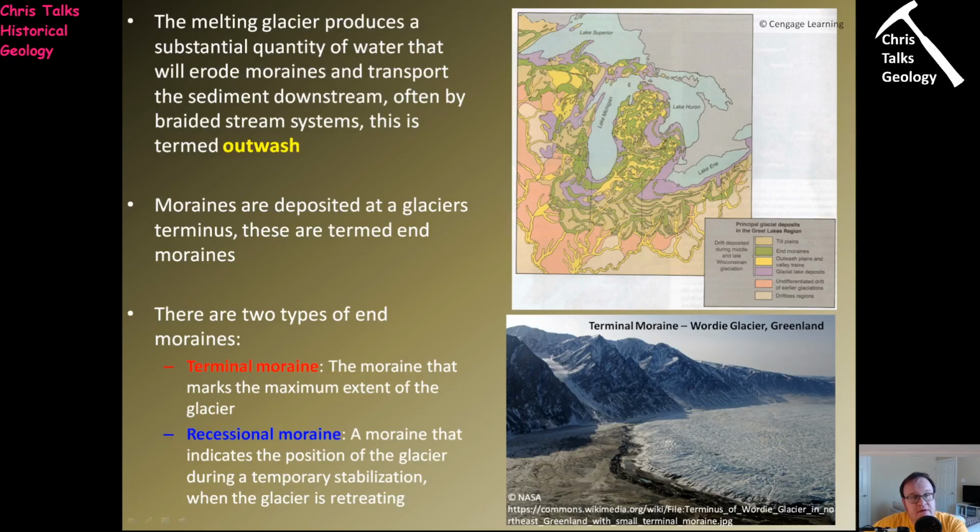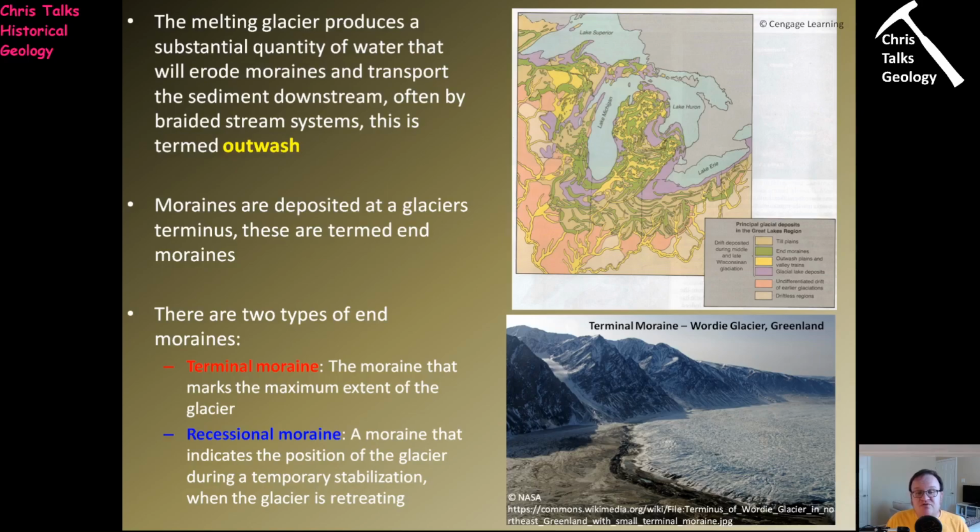Okay, so there are two types of moraines. The first type of moraine is called the terminal moraine. That's produced when the glacier reaches its maximum extent. That's as far as the glacier ever made it. When it reaches its maximum extent, it deposits a moraine there and it never goes any further. From that point on, the only thing the glacier can do is retreat.